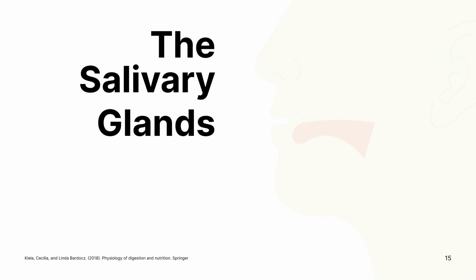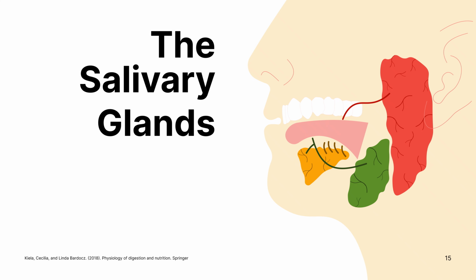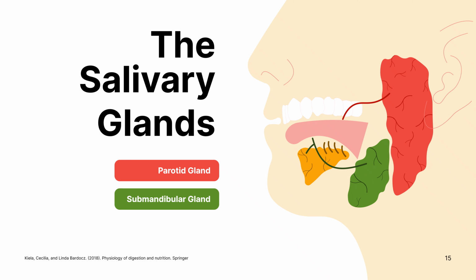The salivary glands consist of three major pairs, located in the mouth. These glands are the parotid glands. They are the largest, and located near the ears. The submandibular glands are situated beneath the jaw, and the sublingual glands are found beneath the tongue. These glands secrete saliva, which aids in digestion by moistening food, facilitating chewing and swallowing.